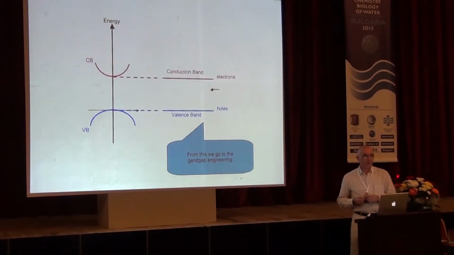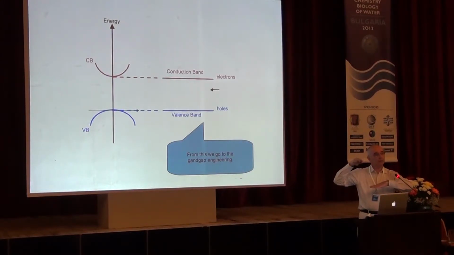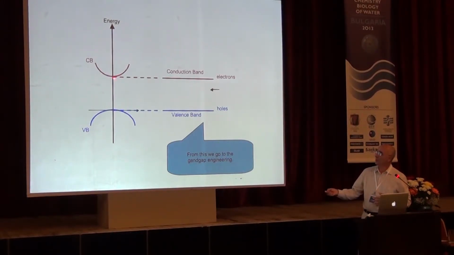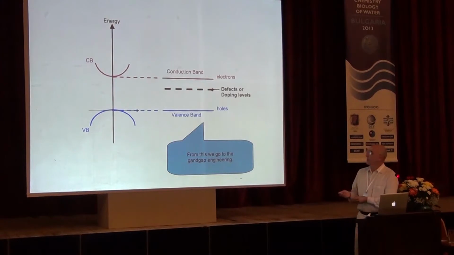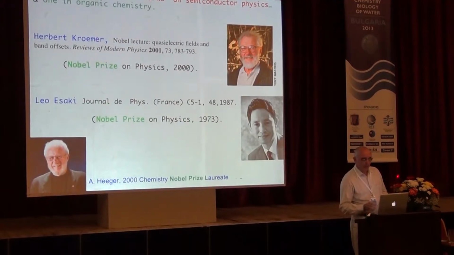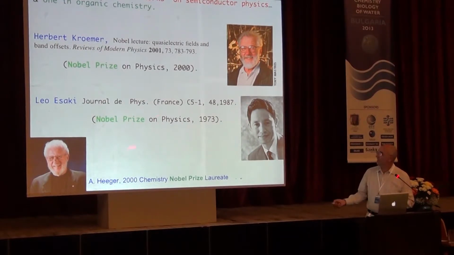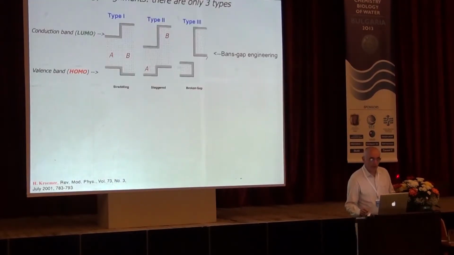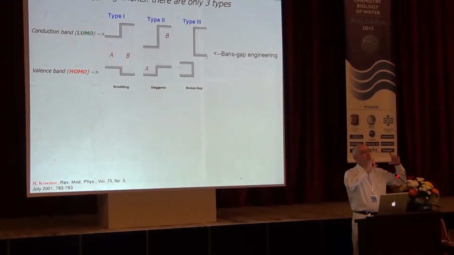So, I will represent this bottom here as a flat band because it's easier. But normally we have this curve. It looks like a parabolic curve. So, we have this doping or defects inside, and according to two Nobel Prizes in physics and in chemistry, we have only three kinds of relative position between one material A and another material B.